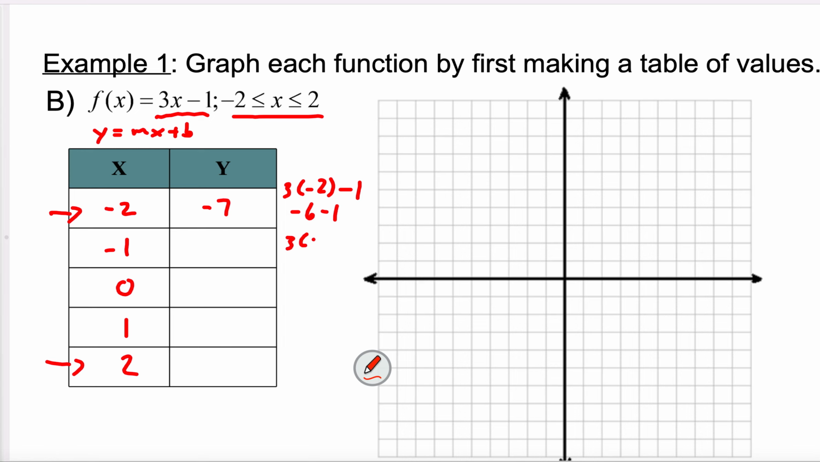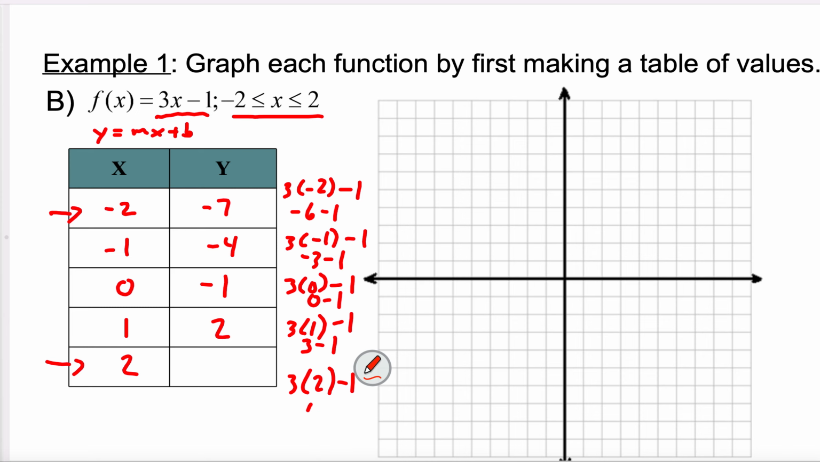Now let's substitute -1 in there. So 3 times -1 is -3. Minus 1 is -4. Our next one, 3 times 0 minus 1. 3 times 0 is 0. Minus 1 is -1. Our next value, 1. So plug in 1. So 3 times 1 minus 1. 3 times 1 is 3, minus 1 is 2. Again, following the order of operations, we multiply and then we subtract. So 3 times 2 minus 1. 3 times 2 is 6, minus 1 is 5.